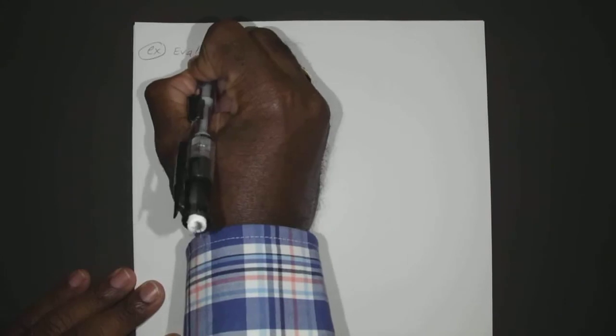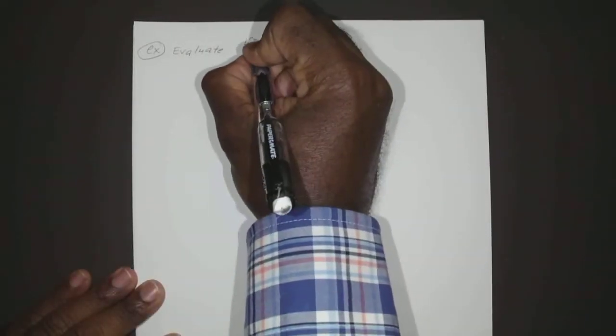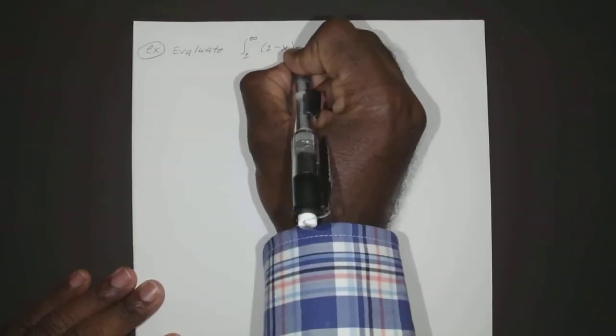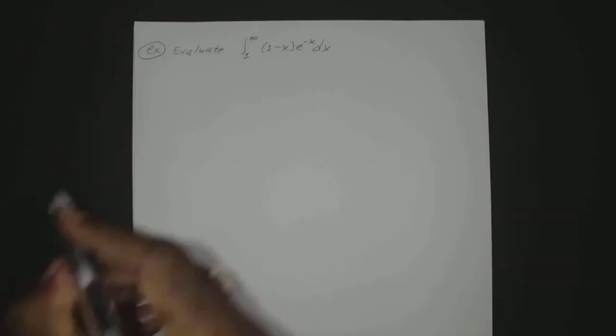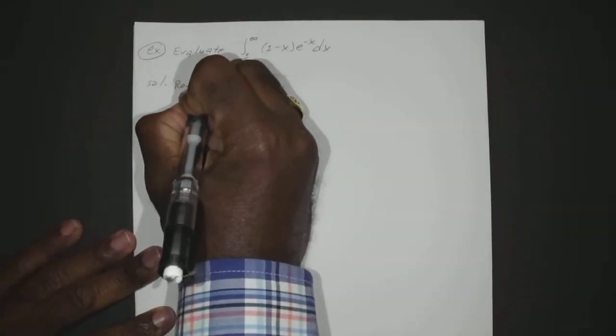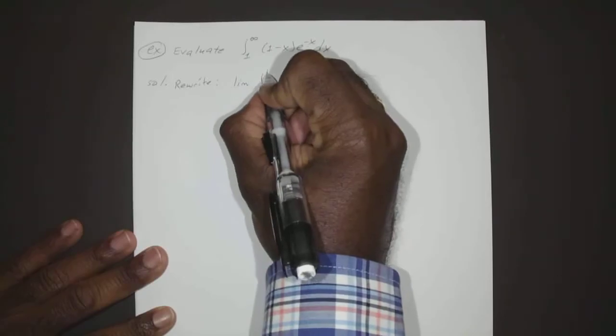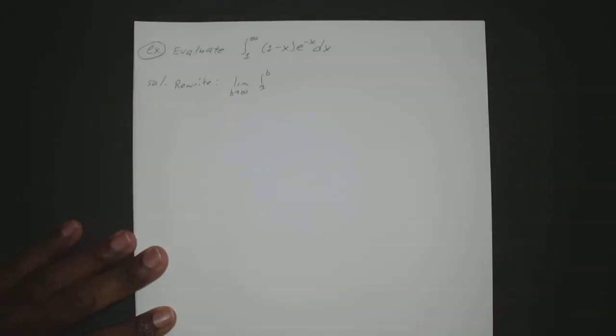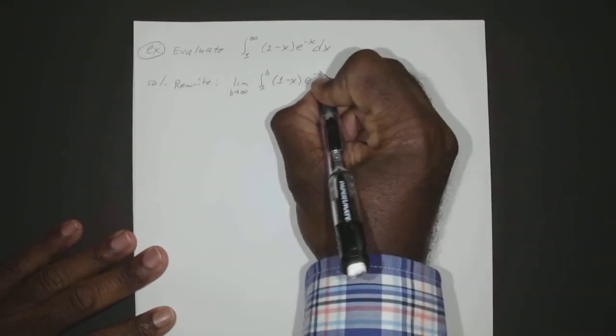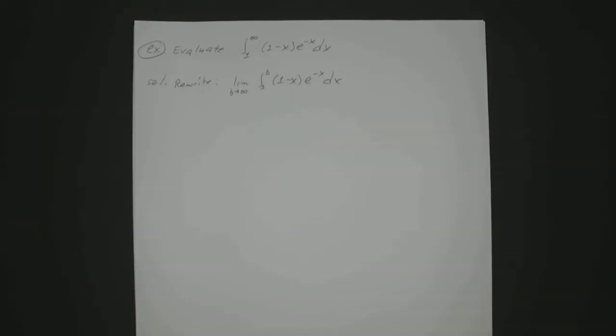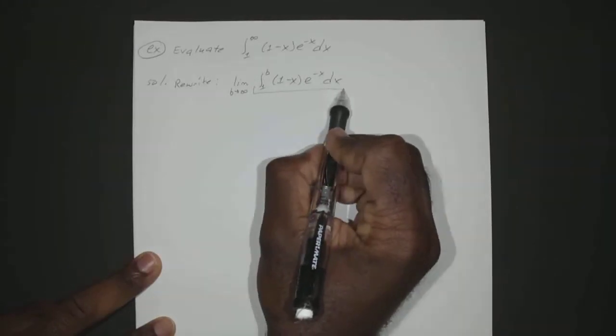Okay, so let's say for the next example, if you wanted to evaluate the integral from 1 to infinity of (1 minus x) times e to the negative x with respect to x. All right, so once again, first thing we do is rewrite it. So we have the limit from 1 to b as b approaches infinity of (1 minus x) times e to the negative x. And we just integrate what's in there.